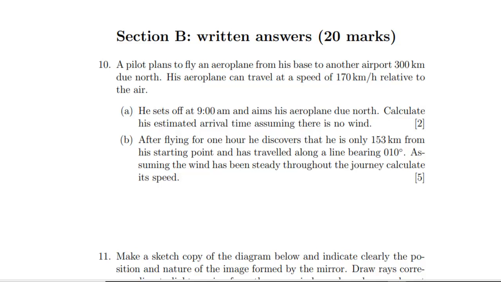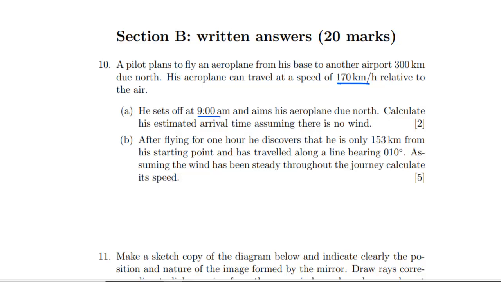Question 10: a pilot plans to fly his aeroplane from his base to another airport 300 kilometers due north. He can travel at 170 kilometers per hour relative to the air. Sets off at 9 a.m. Aims his aeroplane due north. Calculate the estimated arrival time, assuming there's no wind.